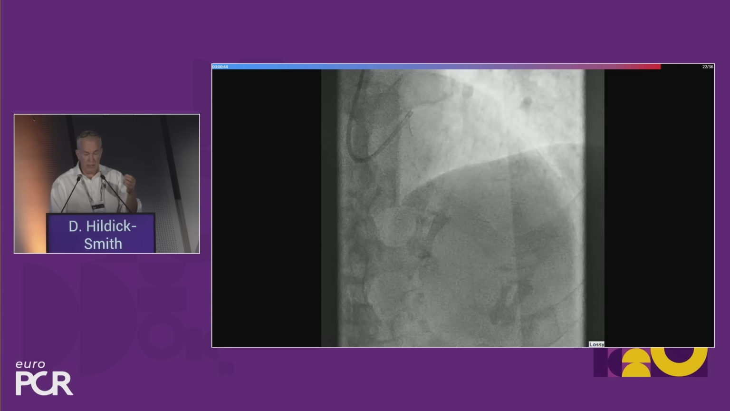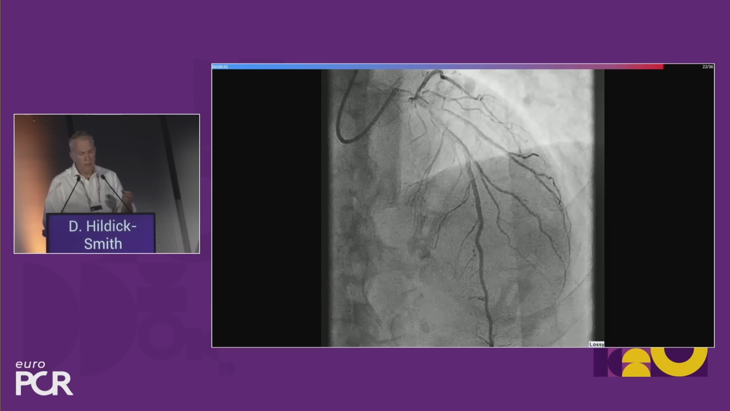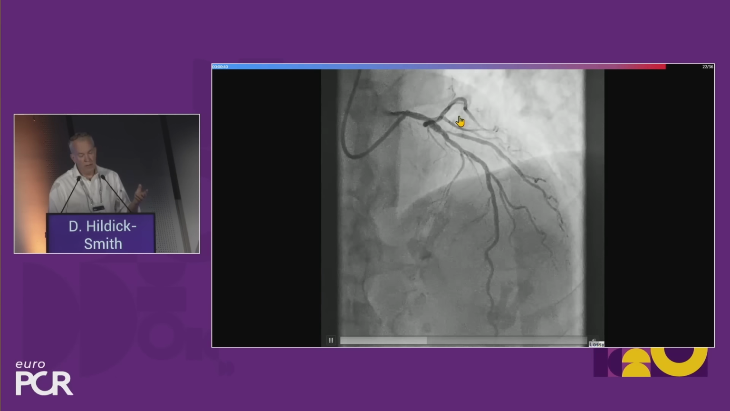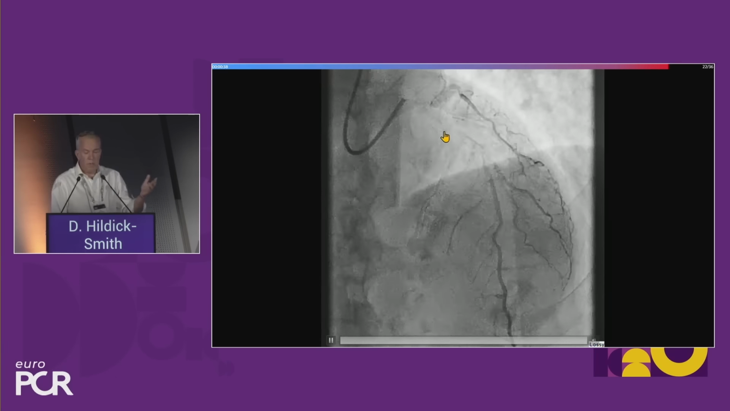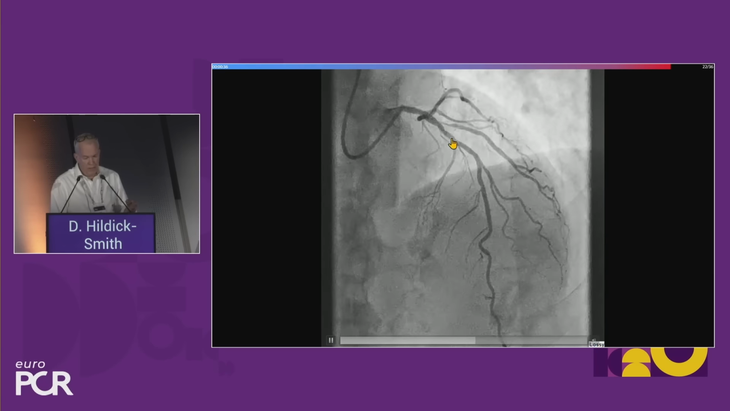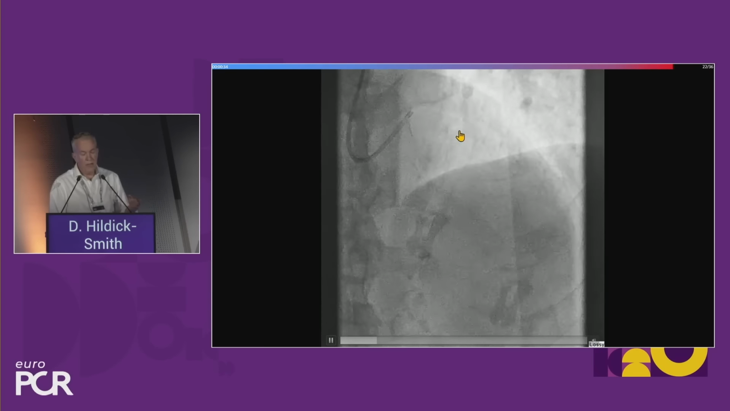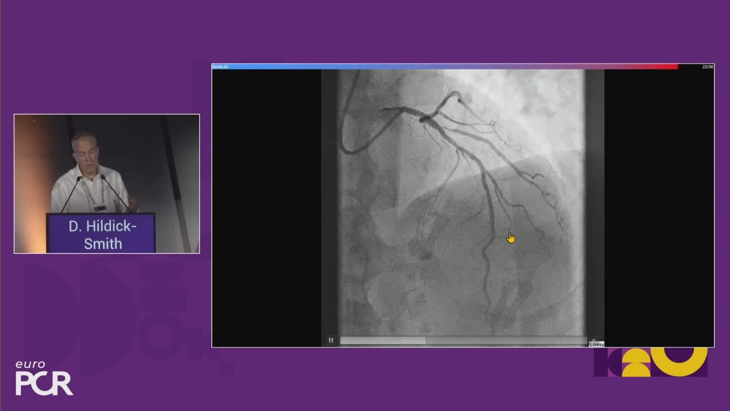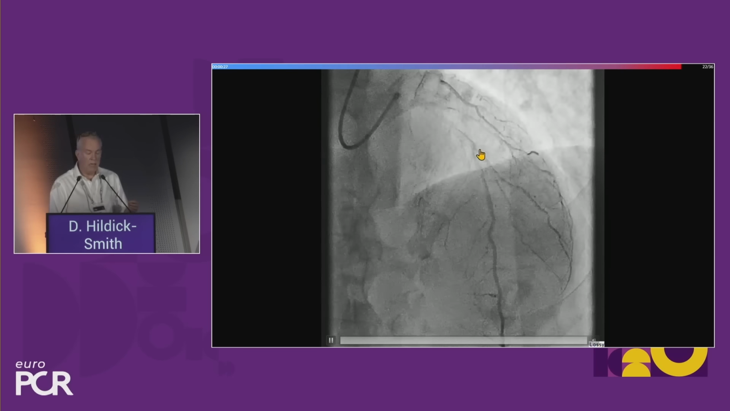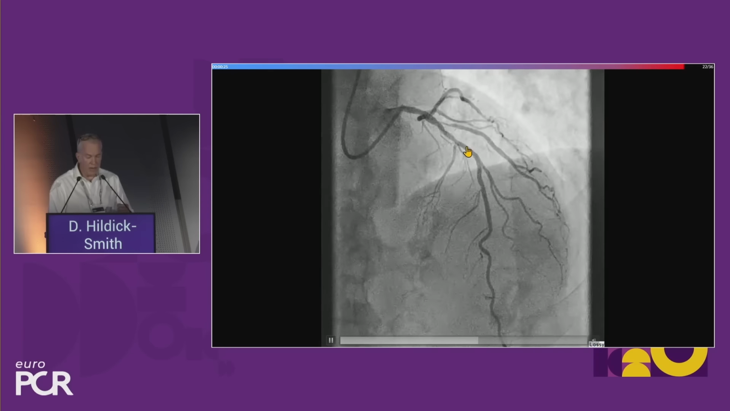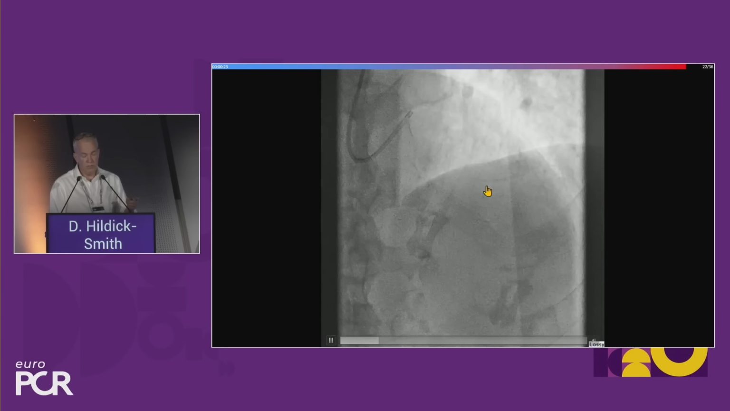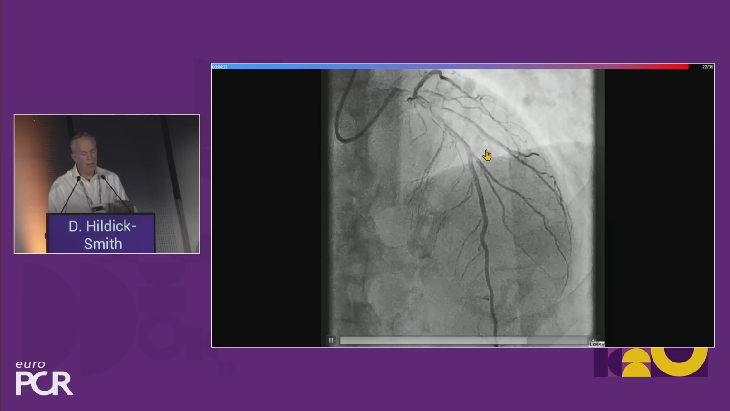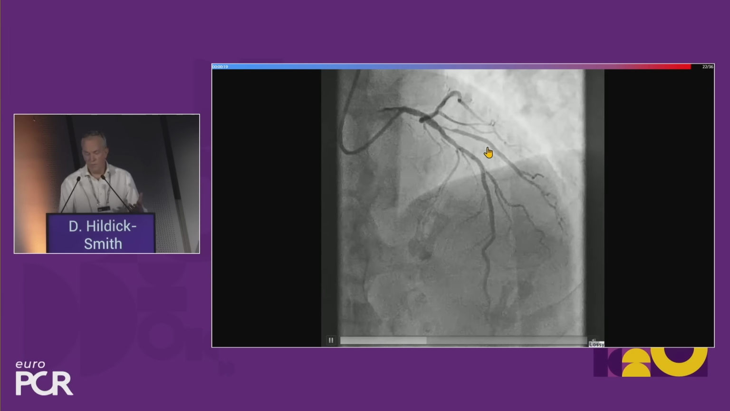I'll show a slightly more, if you like, normal one, which is going to be the kind of case that will be in the EBC-DCB study. So this is a LAD diagonal bifurcation. This patient was about 70 as well, male, had angina and had a perfusion scan suggesting lots of dropout anteriorly. He had also had a CT scan which suggested CT-FFR was positive in the LAD specifically, as well as obviously the diagonal, which is very tightly narrowed.